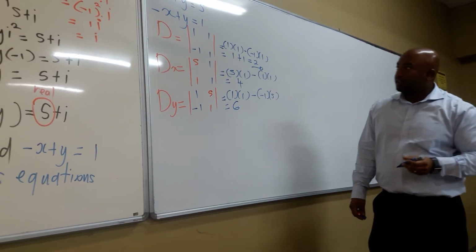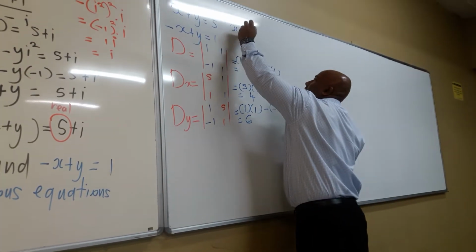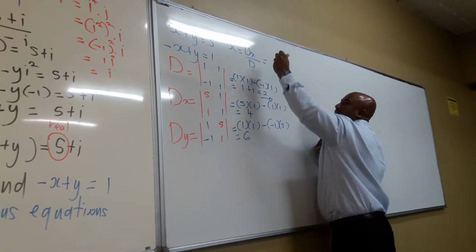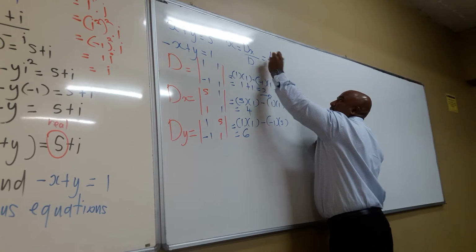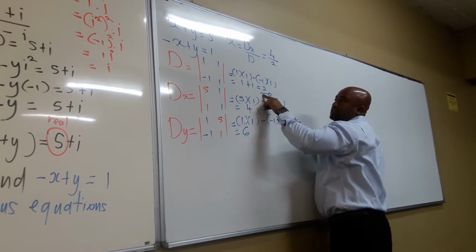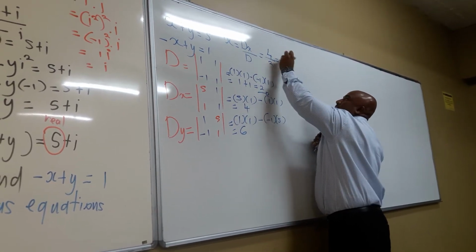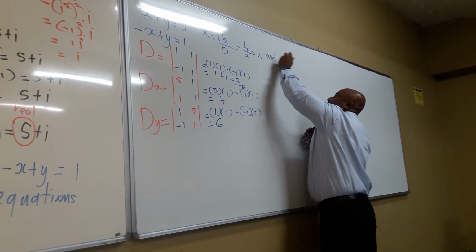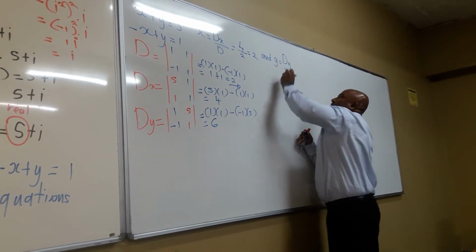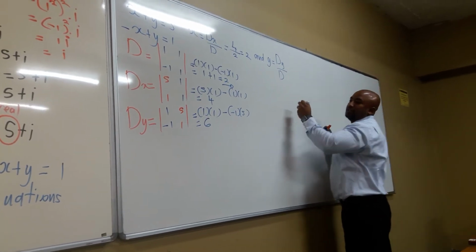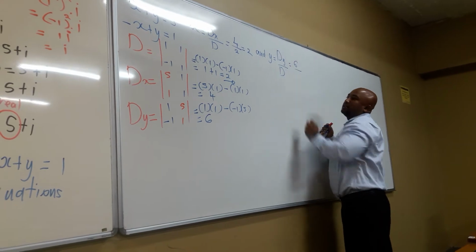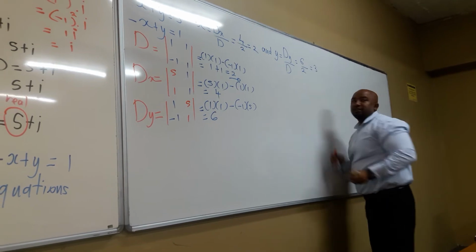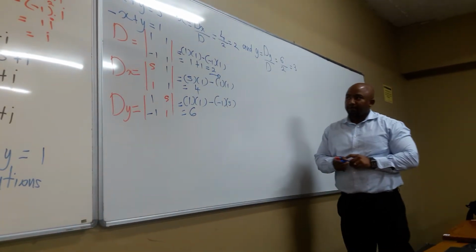Alright, simple procedure. So therefore, x is going to equal to dx over d. What is my dx here? That's 4. And my d is? Your d here is 2. So 4 over 2, that will be 2. And y is equal to dy over d. Your dy is 6 and your d is 2, so that will be. You got that? Yes. Okay.